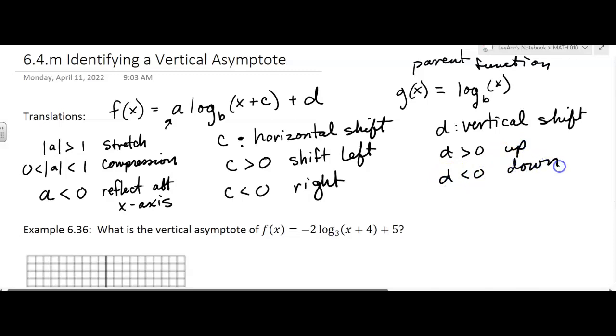Now, one thing that we kind of left out, but if the parent function is f of x equals log base b of the opposite of x, that reflects about the y-axis. We'll just throw that in. We don't want to leave that out because we did do one like that.